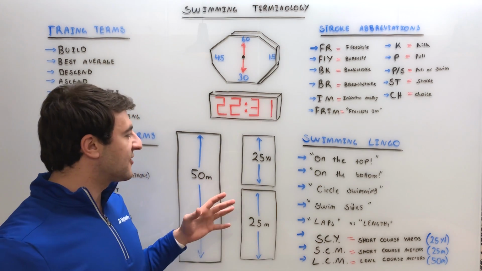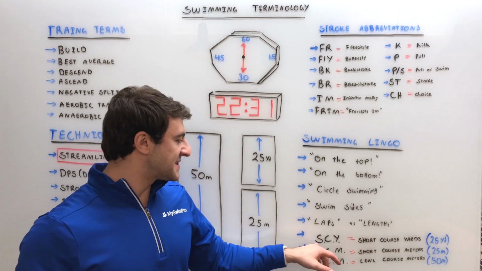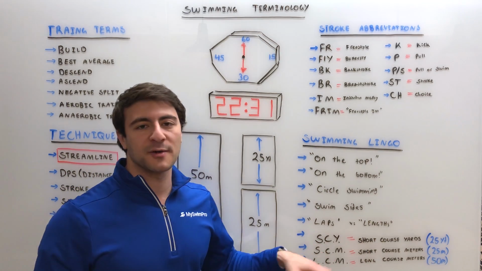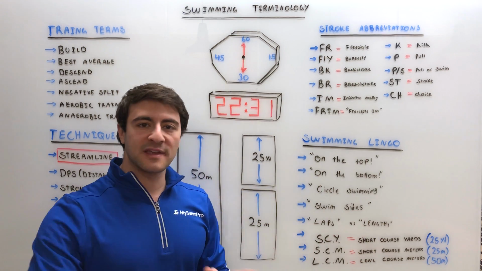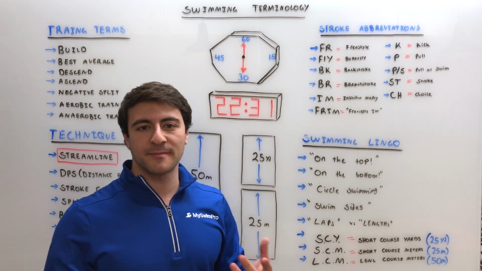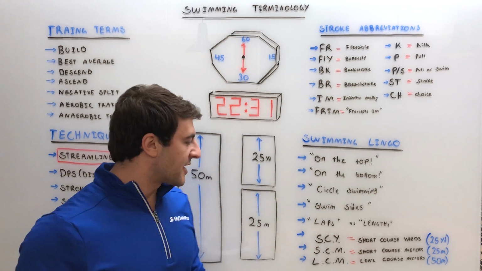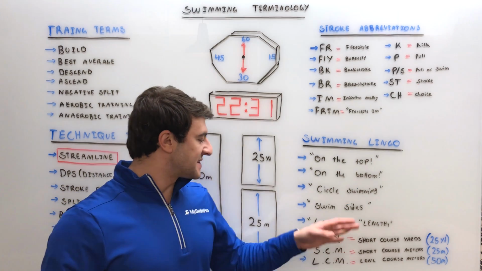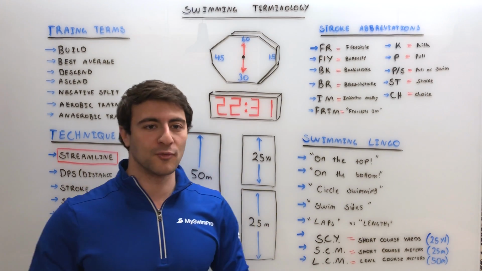The abbreviations for these three major types of pools are SCY, which is short course yards. This is really only found in the United States, so you have a 25-yard distance. If you leave the United States, you're always going to be in the metric form. So it's going to be SCM, short course meters, and that often means a 25-meter pool. If you see LCM, that means long course meters, and that's going to be a 50-meter pool.